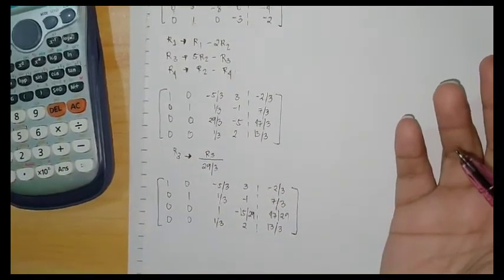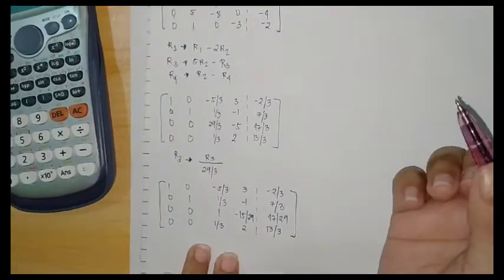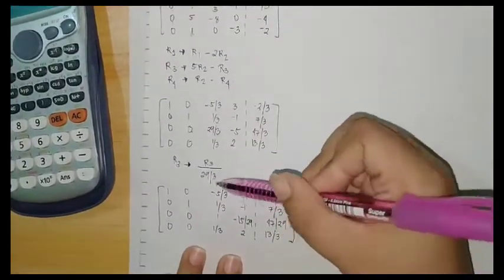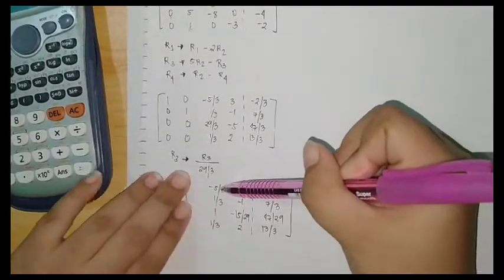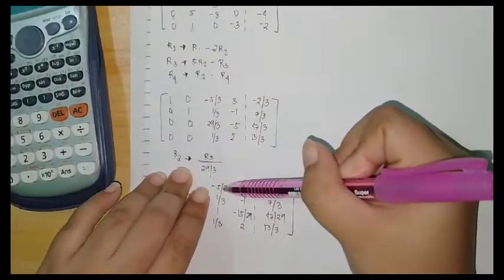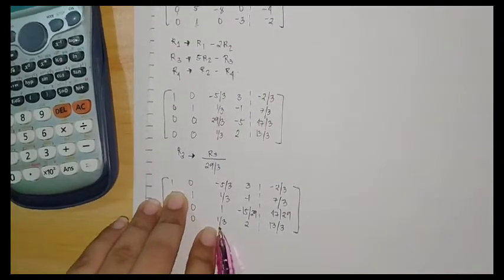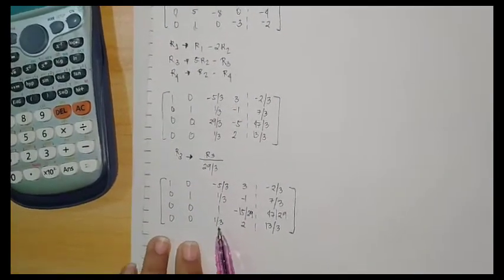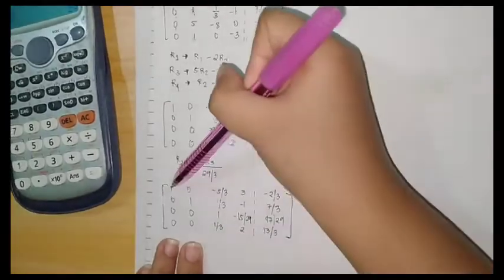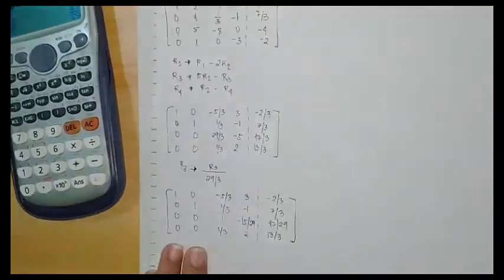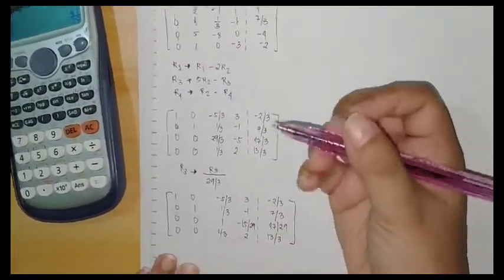So next, we are going to make this negative 5 over 3 and 1/3 into 0 to make this diagonal. So how are we going to do it?